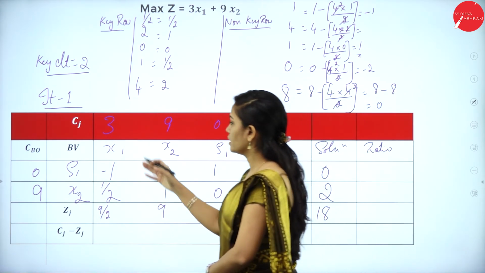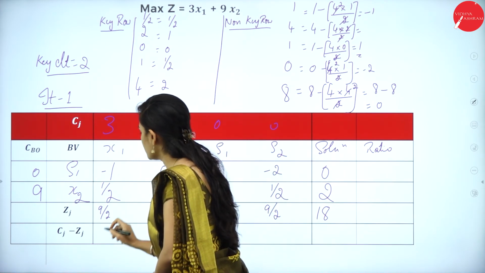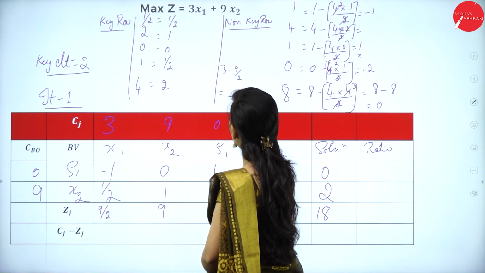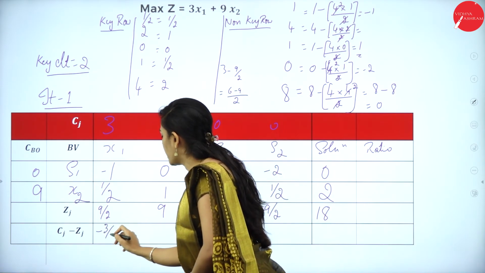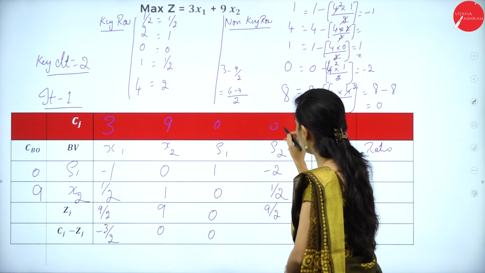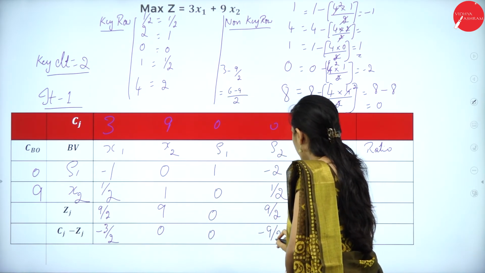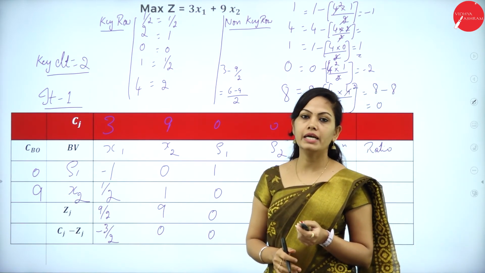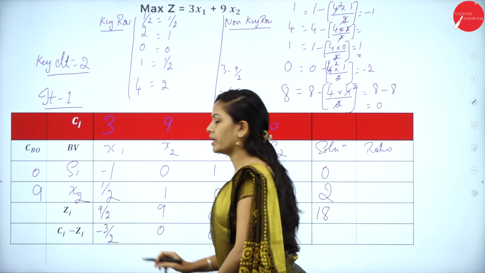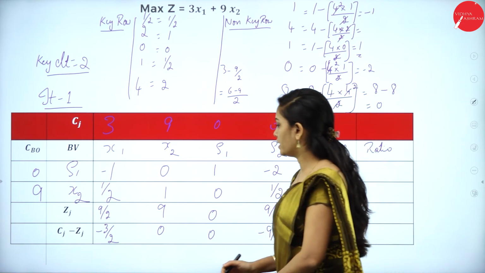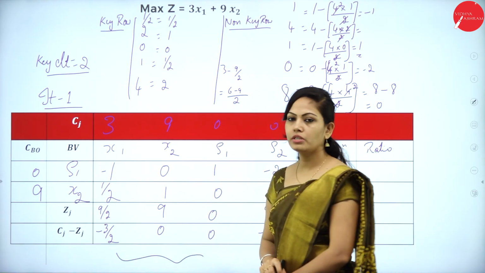So now you can find Cj minus Zj. 3 minus 9 by 2, take the LCM. 2 is the LCM. 6 minus 9 by 2 is minus 3 by 2. And 9 minus 9 is 0. 0 minus 0 is 0, and 0 minus 9 by 2 is minus 9 by 2. Now you can cross-verify whether these values satisfy the optimality condition or not. So here I have a negative value, 0, 0 and a negative value. So it is satisfying the optimality condition, and we can stop the iteration here.